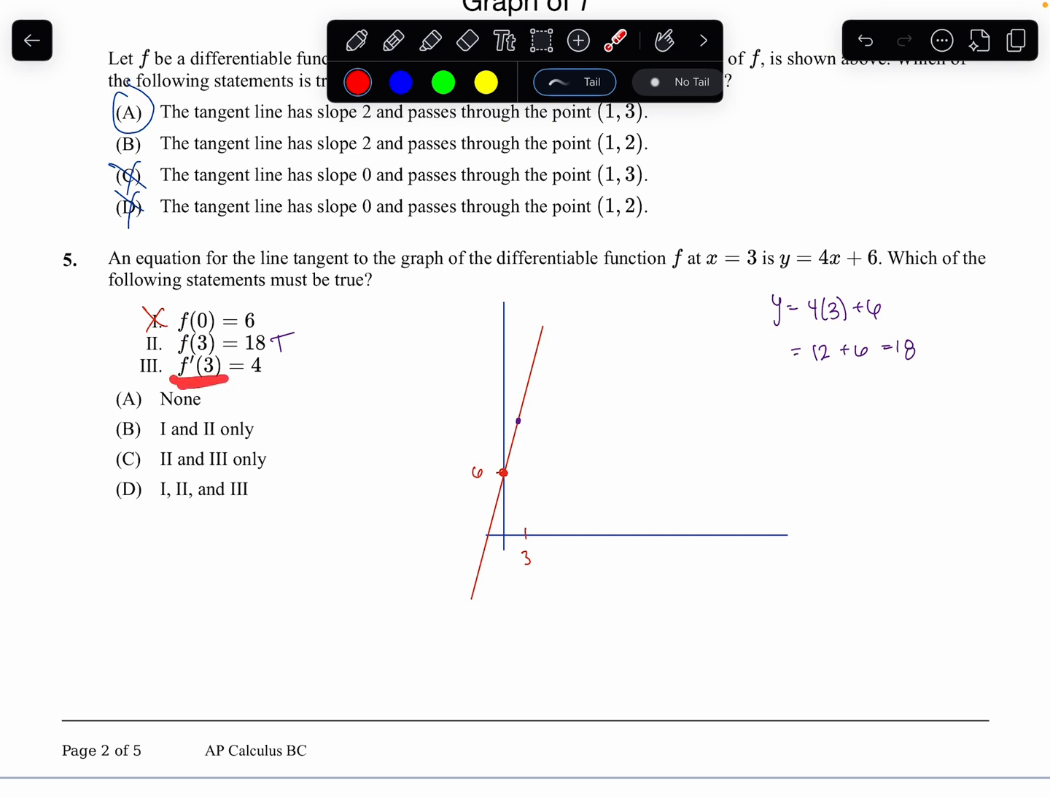And f prime of 3 is equal to 4. That is also true, because that is the slope of the tangent line. The slope of the tangent line is always 4. And our graph of f, again, will intersect right there, something like that, and it's going to have a slope of 4 because it is tangent at that point. So it's going to be 2 and 3 only.